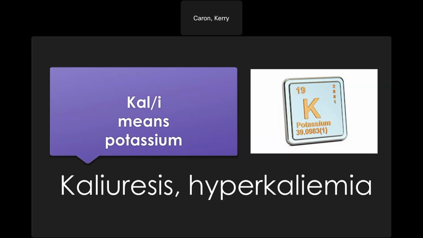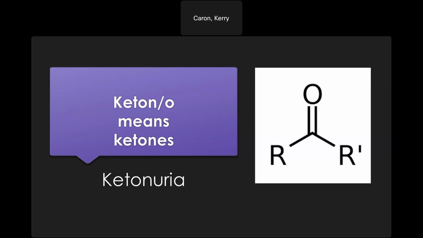Okay, Kali, just like K is for potassium on the periodic table, Kali is potassium. Kaliuresis is urinating or condition of urinating potassium. Hyperkalemia is referring to a blood condition of excessive potassium. Ketono is referring to ketones, and ketonuria is a urinary condition containing urine containing ketones.